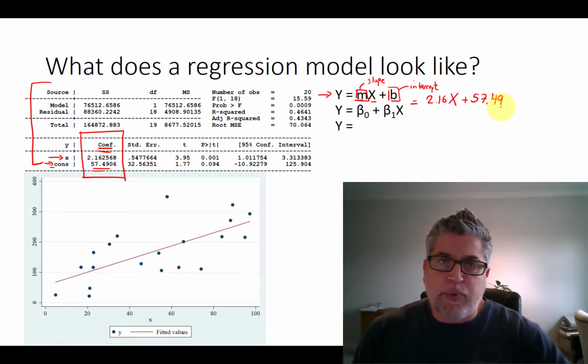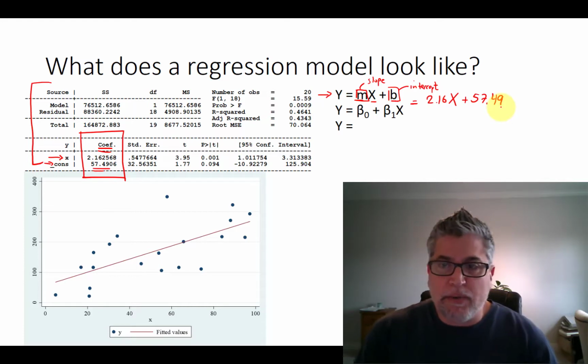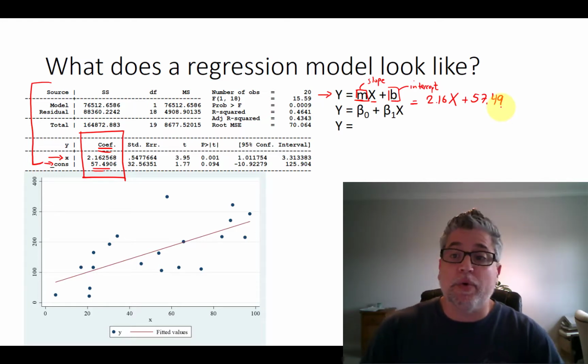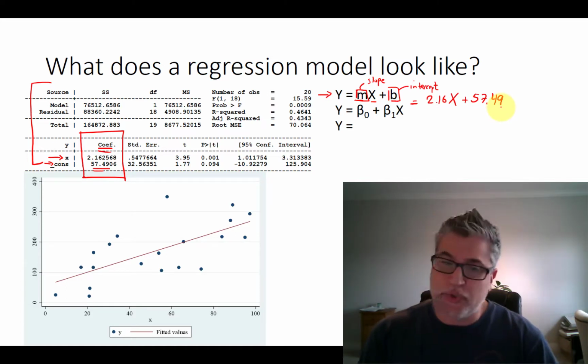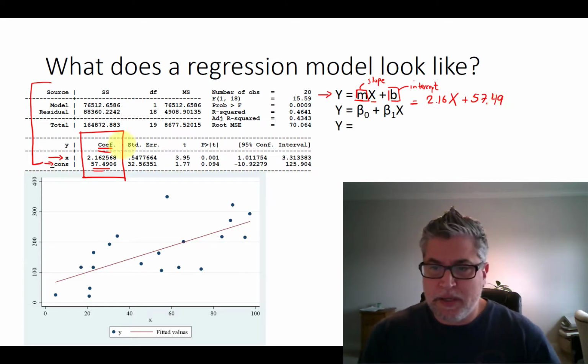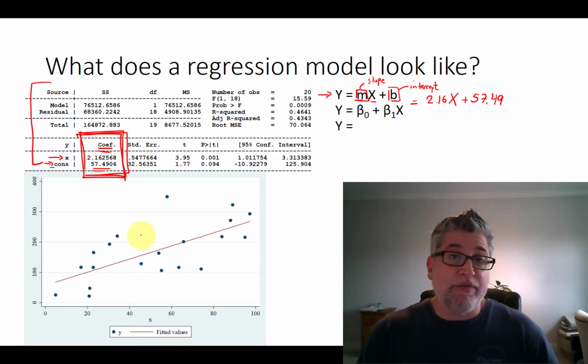All these other points in that crazy looking table, for the time being, you can ignore them. They're not important for now. You just want to know the equation of the line? Right here, hidden in this column called coefficients.